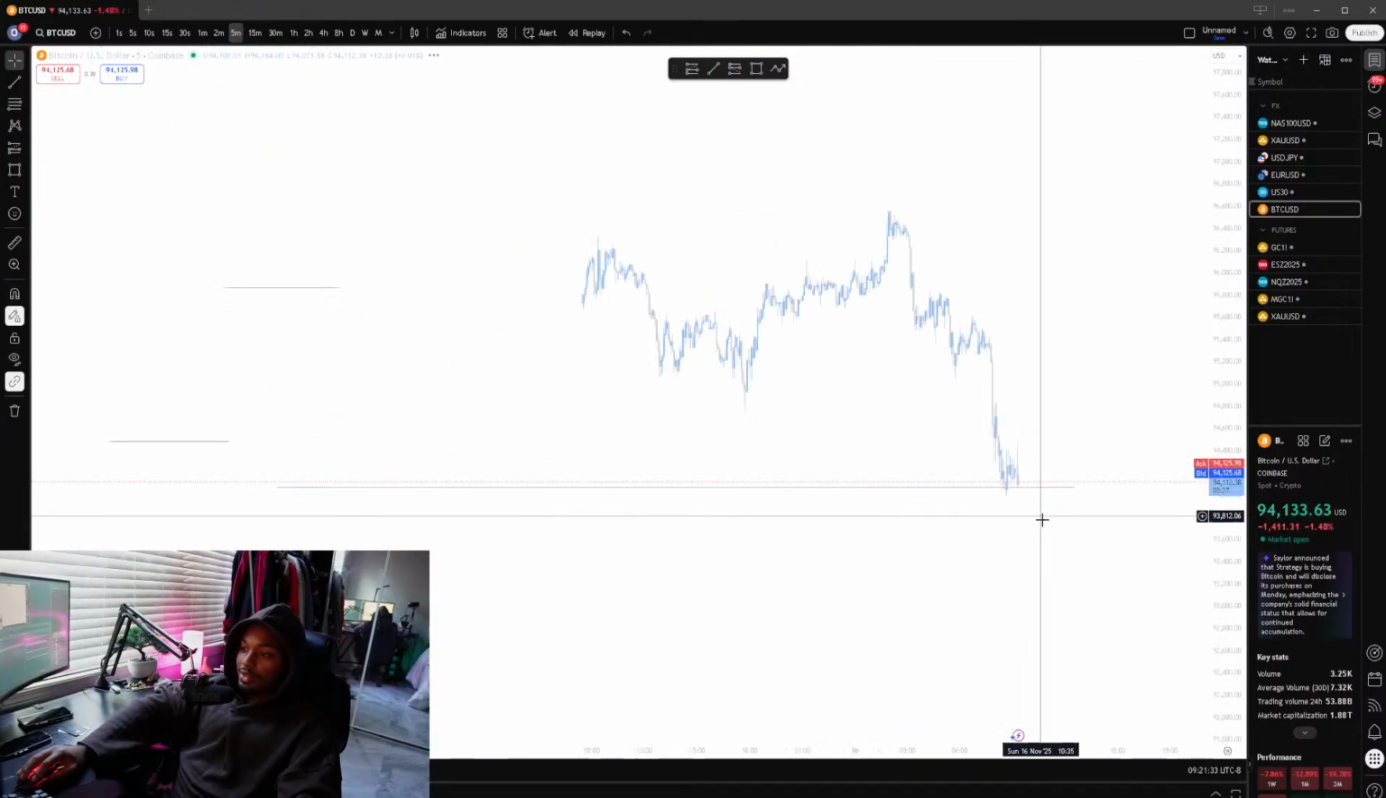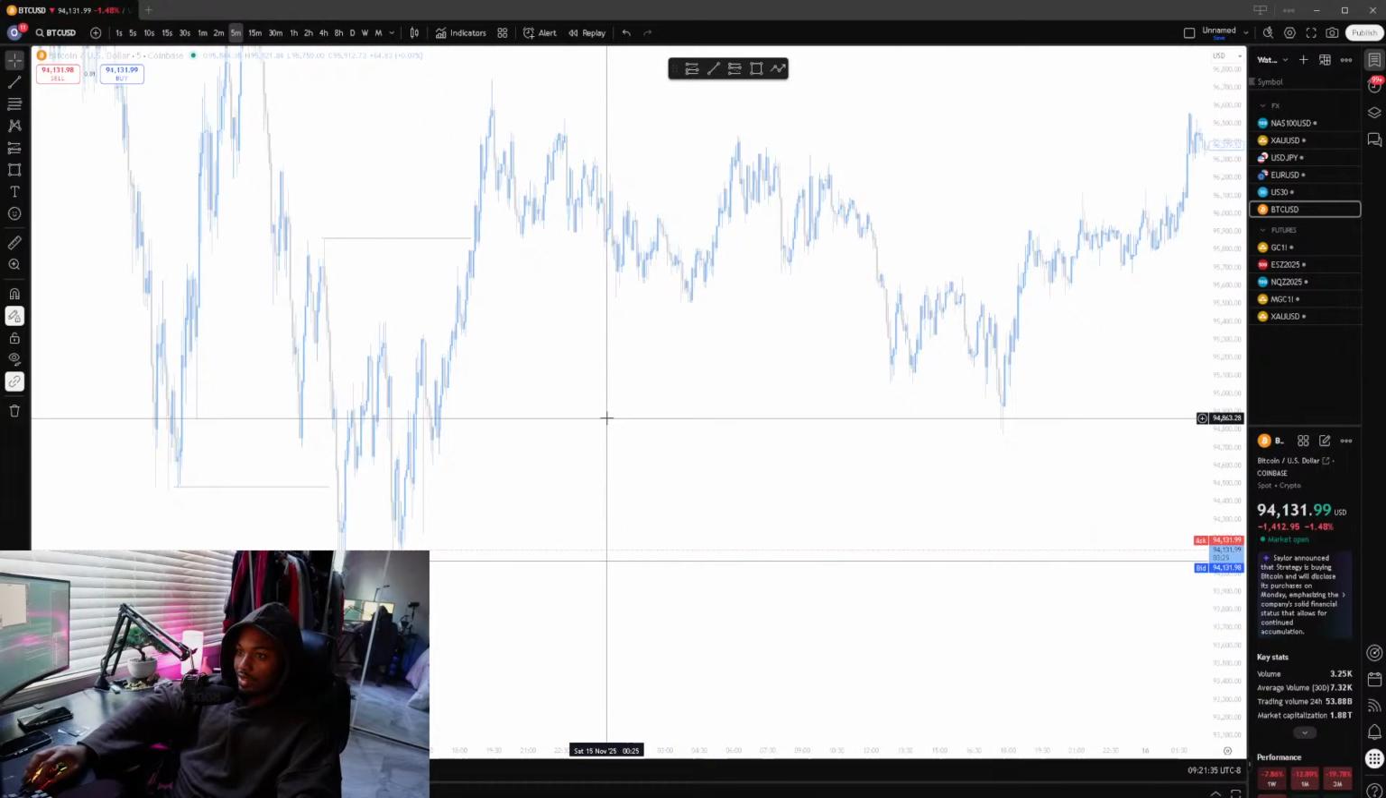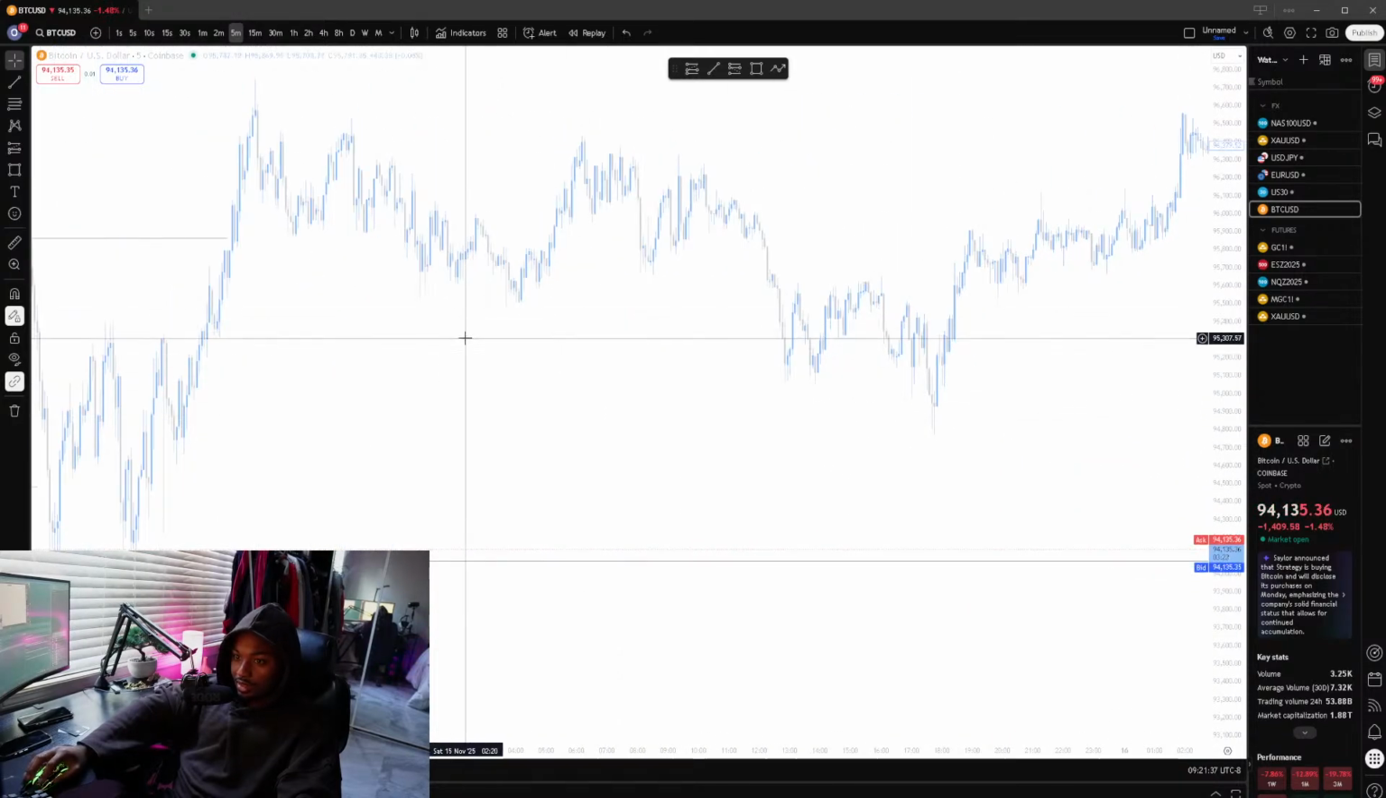Yeah, that do be tough. If only people understood how to properly read that price action, make a big difference for them.